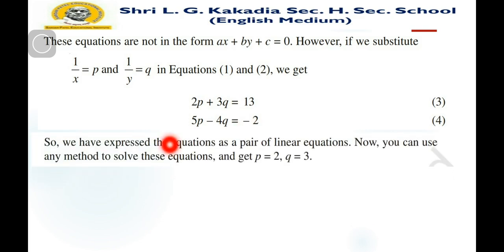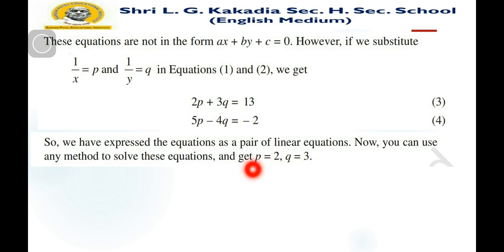So we have expressed the equation as a pair of linear equations, as you can see, equations number 3 and 4. Now you can use any method to solve these equations and get p is equal to 2 and q is equal to 3 by yourself. If you take the elimination method, substitution method or cross multiplication method, you can solve it and find the value of p and q. So at last, after solving by one of the methods, we find p is equal to 2 and q is equal to 3.